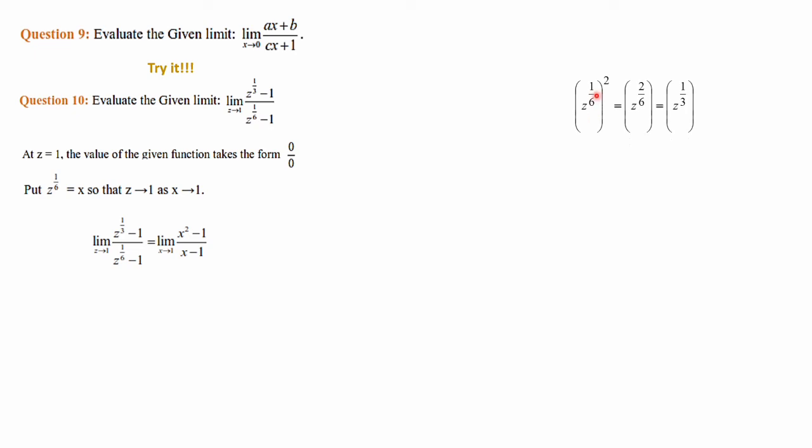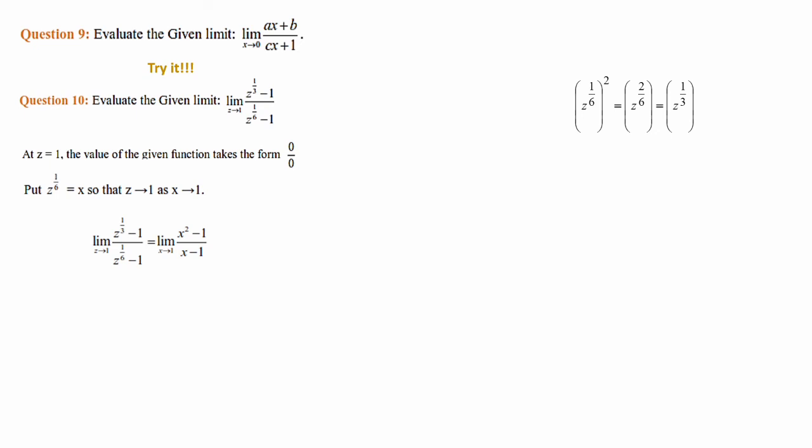Z power 1 by 6 the whole square, when we take, we can multiply this 1 into 2. So we will be getting z power 2 by 6. Here 2 and 6 cancel, we will get 1 by 3. Z power 1 by 3 is the same as z power 1 by 6 the whole square. We have substituted z power 1 by 6 as x. Means x square is the same as z power 1 by 3. That is what here x square came in place of z power 1 by 3. So x square minus 1 divided by z power 1 by 6, which is x itself, so divided by x minus 1.